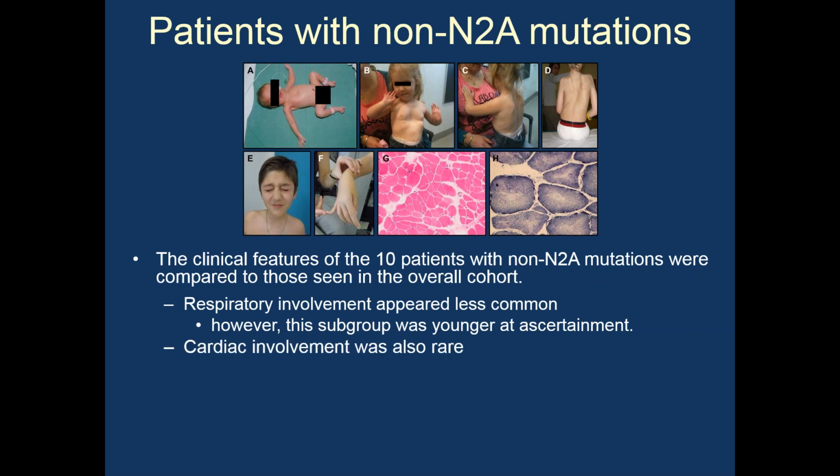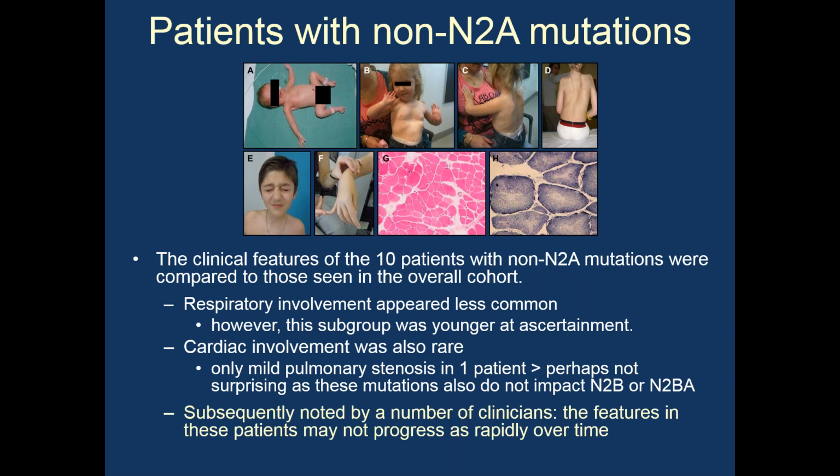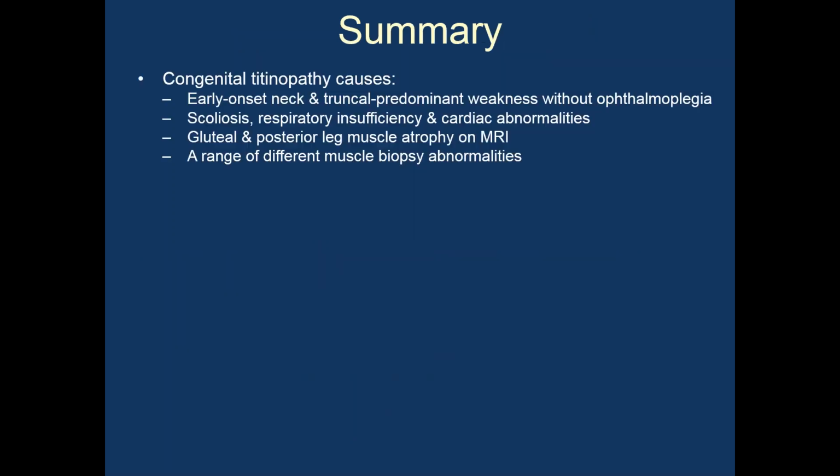Okay. But cardiac involvement was also much less common, so only 1 of the 10 cases had any sort of cardiac involvement, and it was incredibly mild. And that makes sense when you realise that these mutations don't impact either of those 2 cardiac isoforms that we've been talking about, so that's interesting. And in actual fact, a number of my colleagues, including myself, have noticed that these patients don't seem to progress clinically over time in terms of their weakness either. So they seem to be behaving a little bit differently.